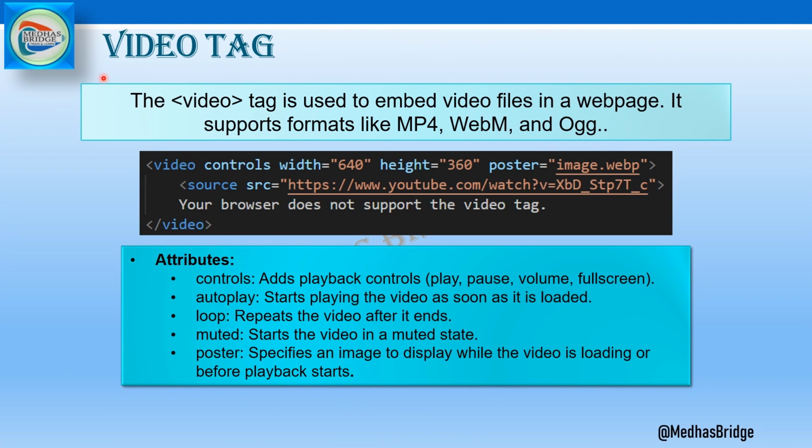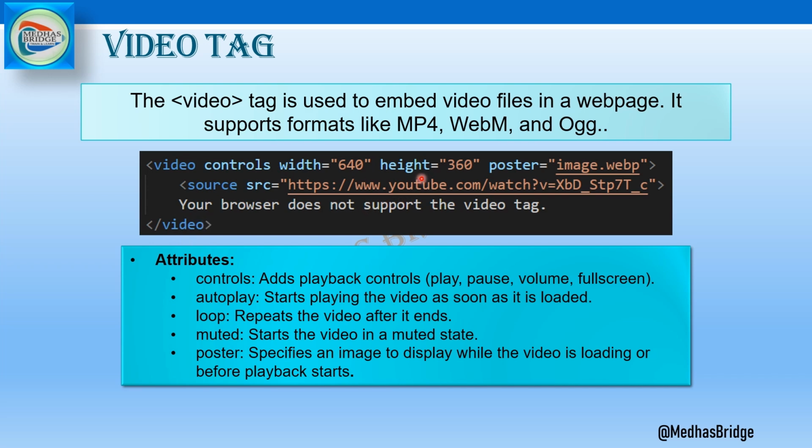Similarly, we can see the video tag. The video tag is used to embed video files on the web page, and here are the various formats that we have seen. This is the syntax for the video tag. You can mention controls, width, and height. You can set the poster, like the starting of the page, how the screen looks for this video, and then provide a link to it, and then this is the ending of the tag.